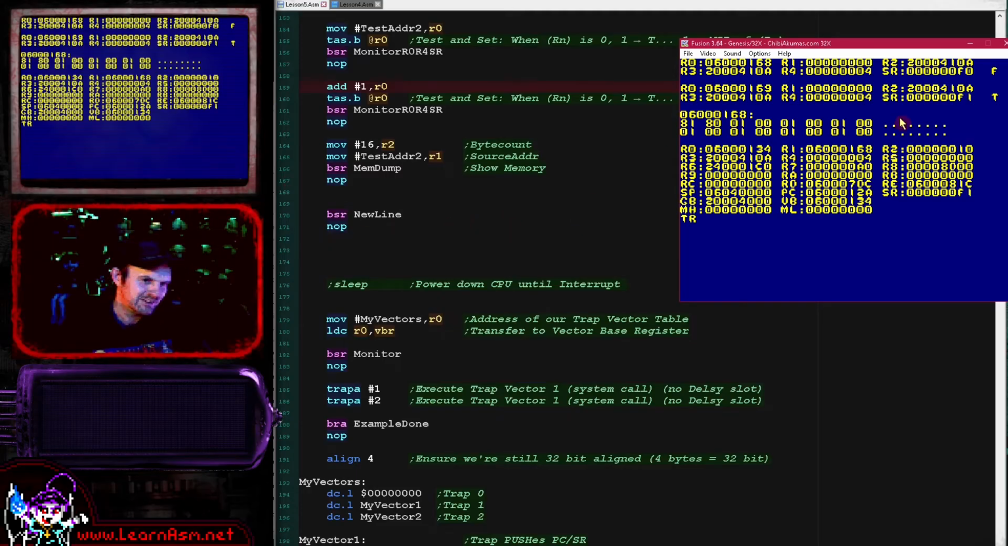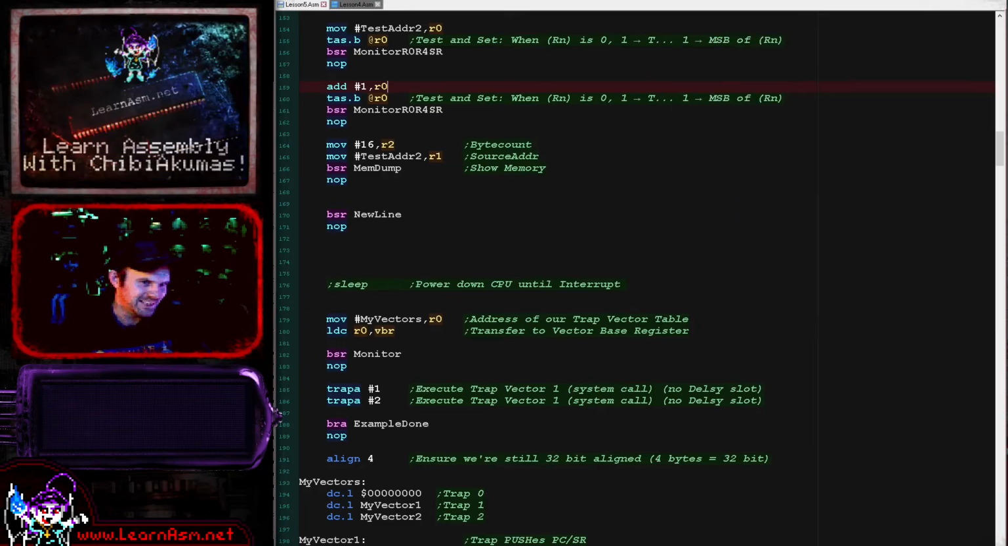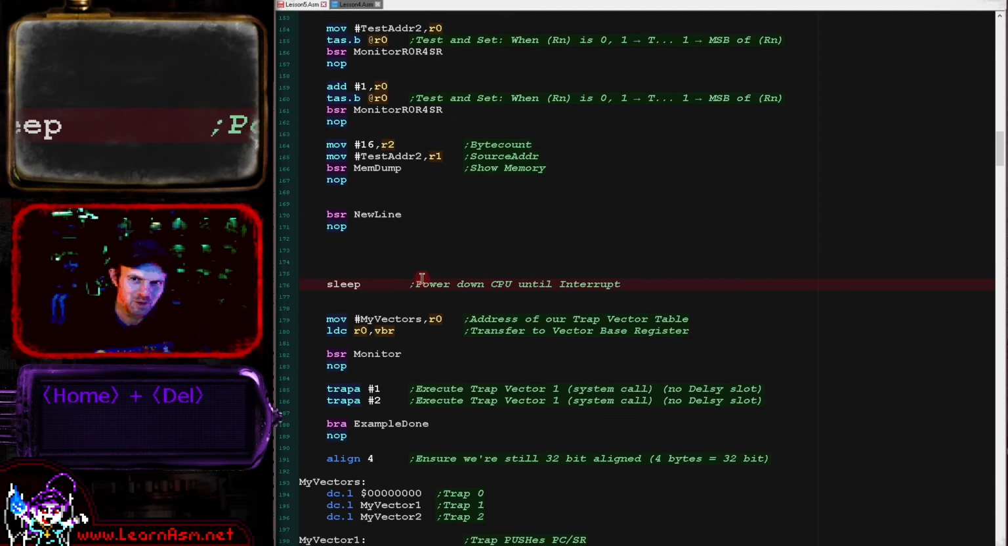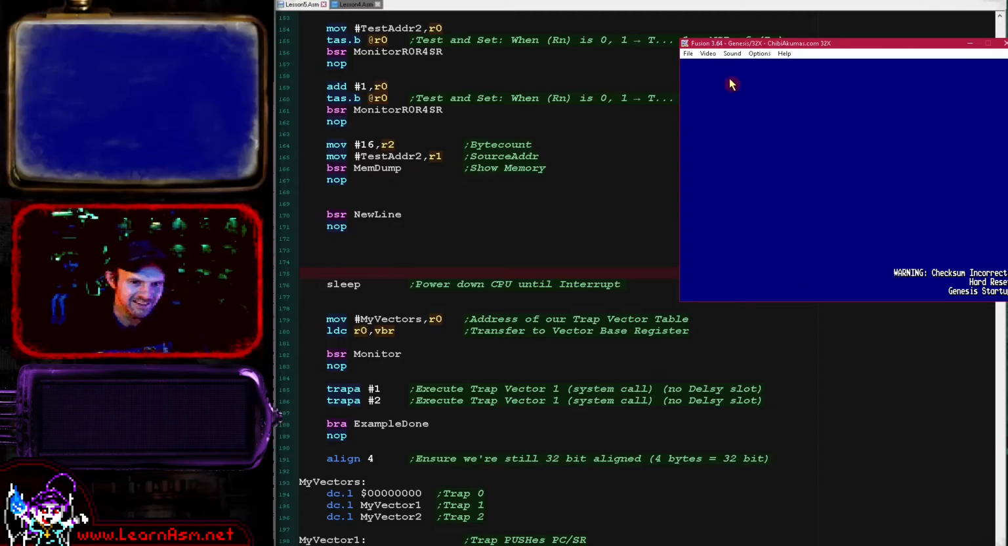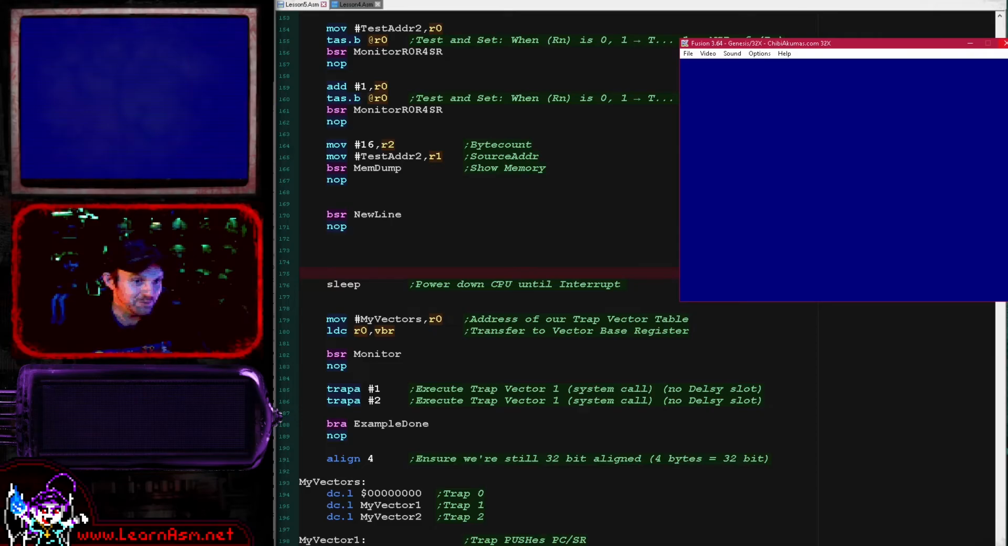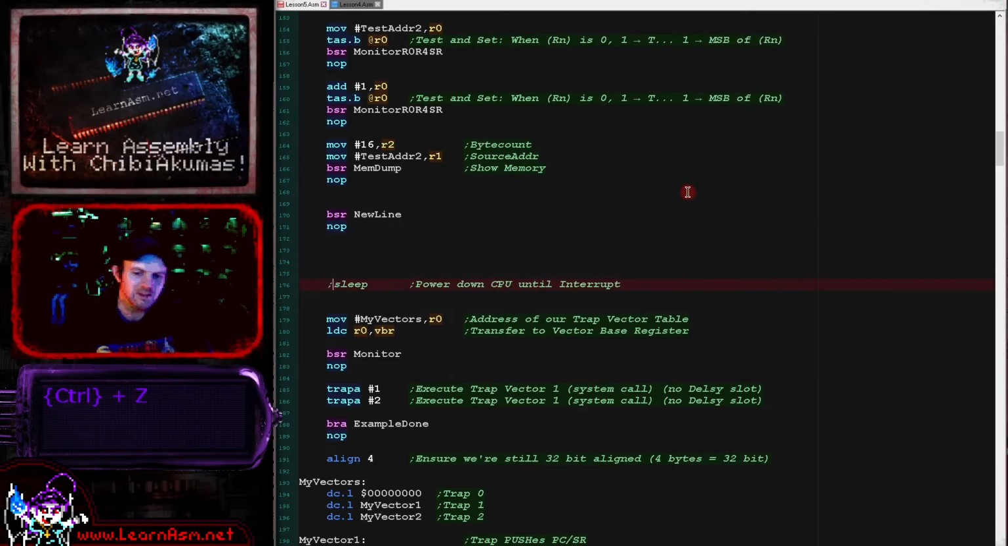Now, the next command you really probably won't ever need, not for the kind of programming I've been doing, but if you're doing low-level programming, you might want the sleep command. This actually powers down the CPU until an interrupt. So if I run it here, we get absolutely nothing, because there's no interrupt ever going to wake the CPU up. But this is designed for power saving, of course.